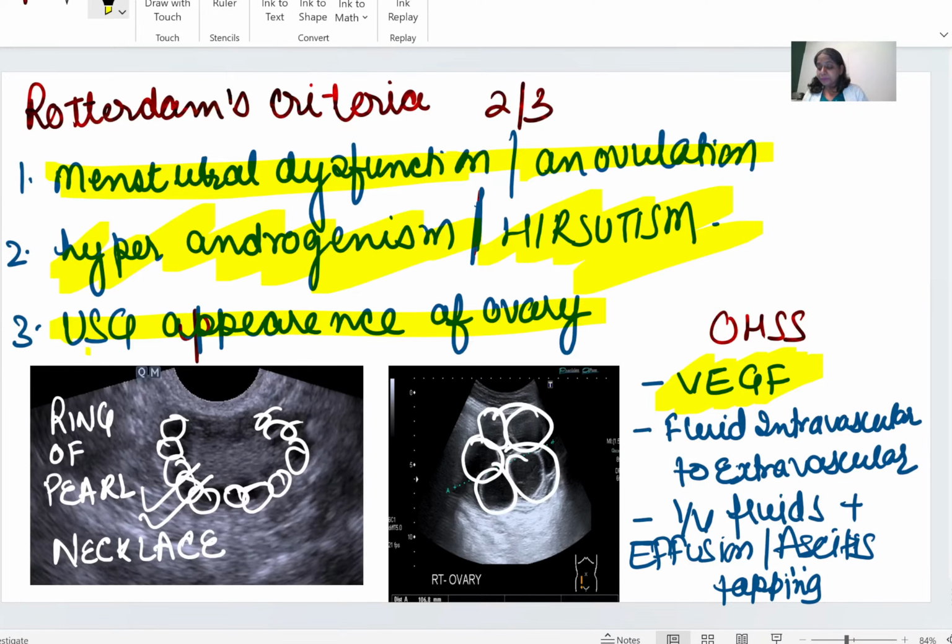So what is the treatment? The treatment is to give IV fluids, and to tap the effusion and ascitic fluid. To increase the intravascular fluid, we will give IV fluid, and all the fluid which has gone into the extravascular space, we will tap it out. That is why it is said: pani pilate raho, nikalte raho, because the main pathology is that all the fluid has gone from the intravascular into the extravascular space. So what is the treatment of OHSS? The treatment of ovarian hyperstimulation syndrome is pani pilate raho, nikalte raho.